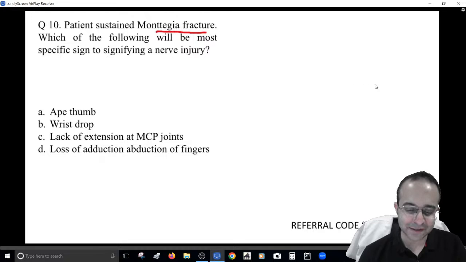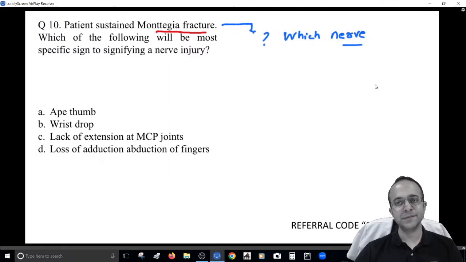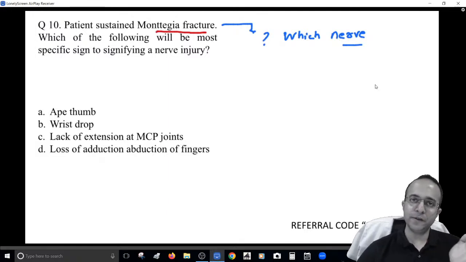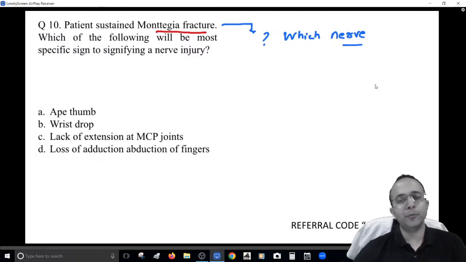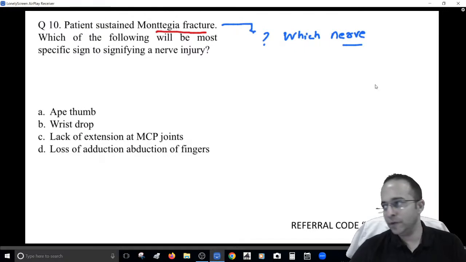So it's a two-part question. The first part, you have to be clear which is the nerve that is getting injured in this fracture. And once you know which is the nerve that is getting injured, next you have to pick up the clinical sign you will find in that nerve injury.